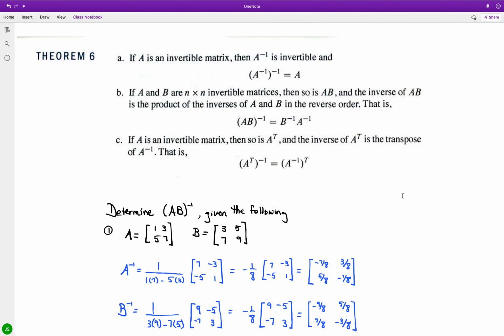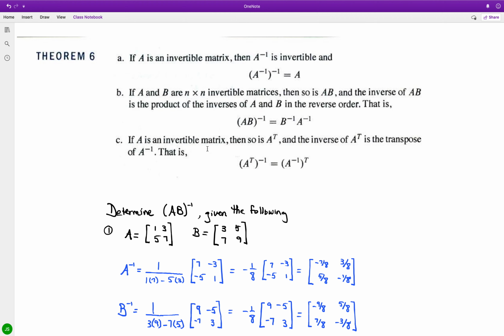All right, now for the next portion: if A and B are n by n invertible matrices, that is, where the number of rows and the number of columns are one and the same, so we have square matrices, then so will the product AB be invertible, and the inverse of AB is going to be the product of the inverses of A and B in reverse order. So the inverse of the product of matrices A and B will be equal to the inverse of B times the inverse of A.